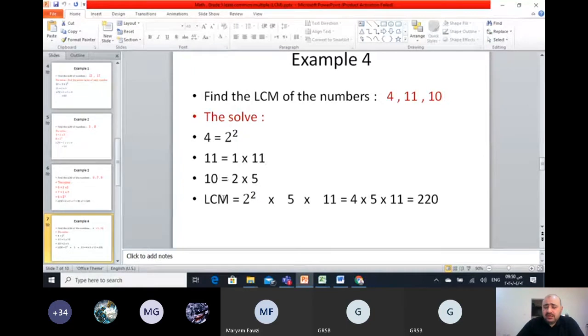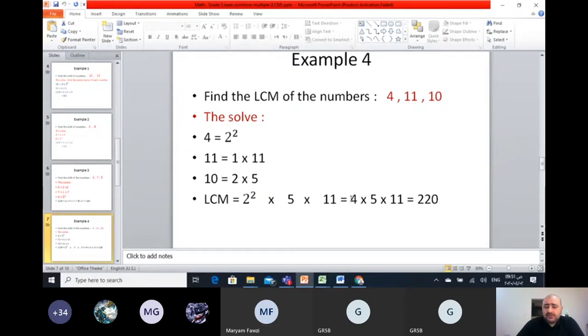So for the LCM, take the common factors. As you see here, no common factors for all. So take the second step: take the non-common factors. We have here 2 exponent 2 and 2. Take the high exponent, so take 2 exponent 2. Multiply by 11 from here, and you can take 1, no problem. And from here take 5.